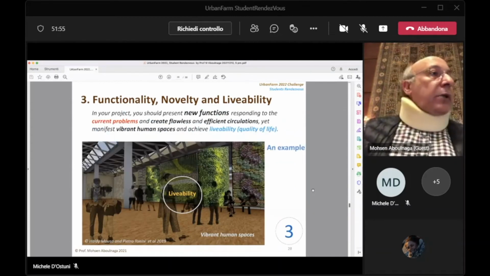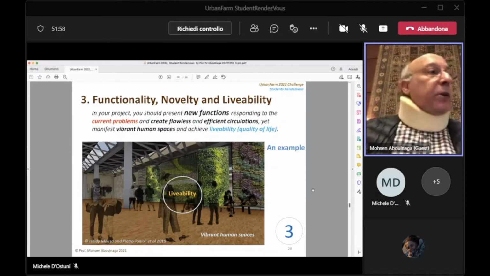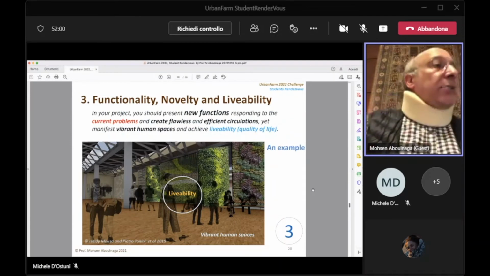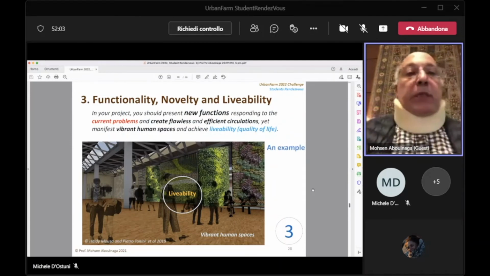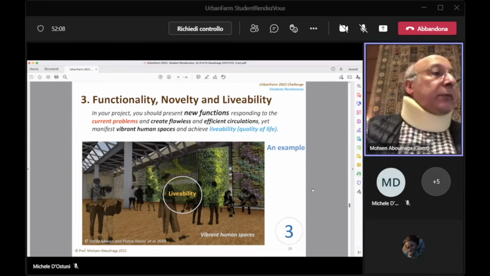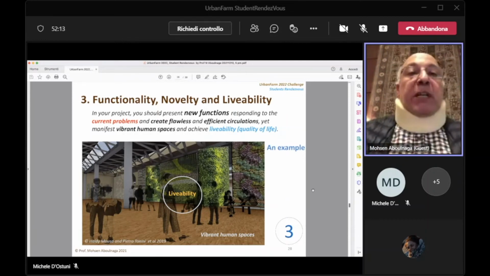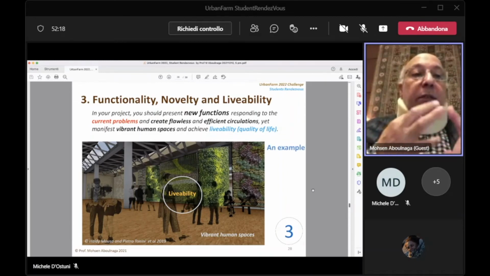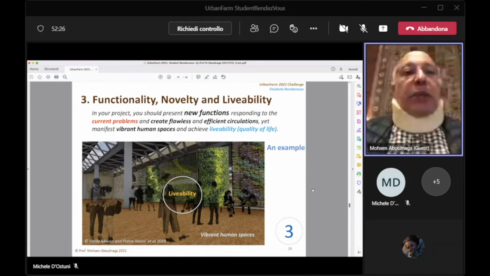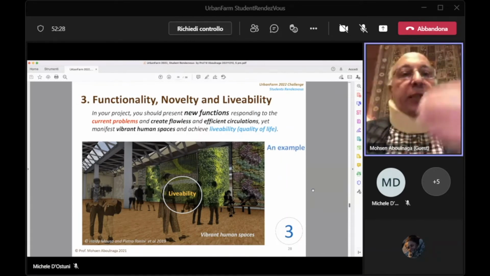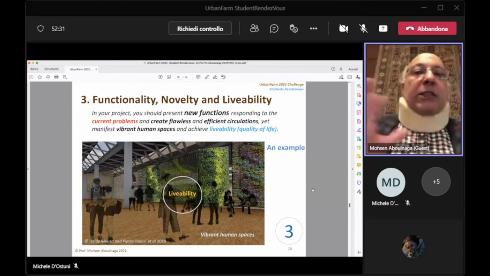Next. Functionality and novelty: in your project you have to look at new functions, as I mentioned. That's an example of livability from one of the winners of 2019. They created interactive green walls where people can learn from a mobile application and get to know how these are operated, how they are cultivated, percentage of production, type of greenery, type of plants and herbs and everything. And also look at the way they developed the skylights to allow daylight in to save energy. And it's a pleasant space.